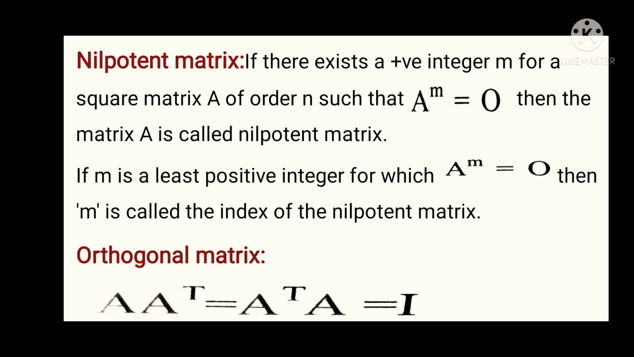And coming to the orthogonal matrix, a matrix A is said to be an orthogonal matrix if it satisfies the condition A into A transpose is equal to A transpose into A equal to the identity matrix, then only we can say A is an orthogonal matrix.